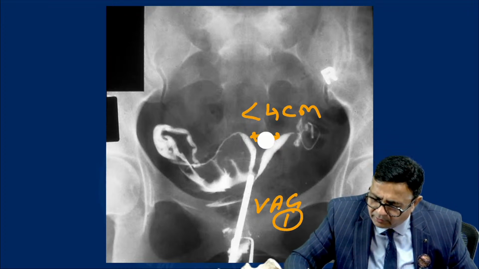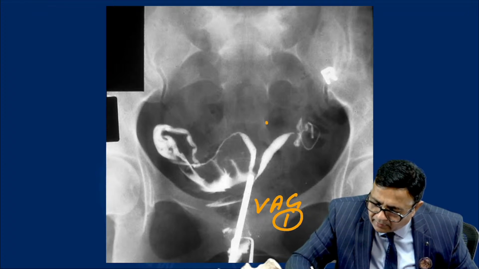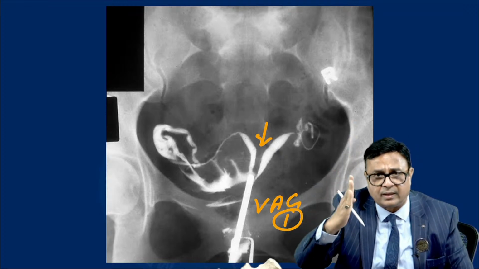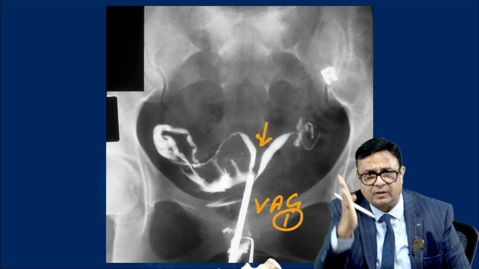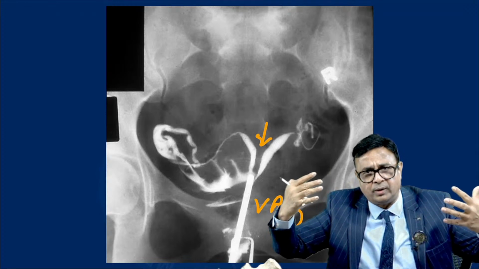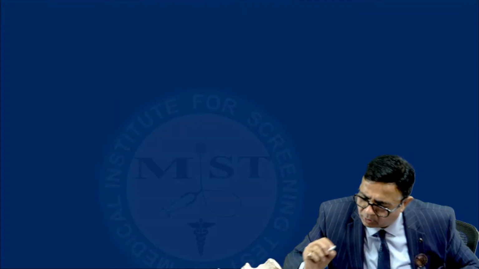Why do you see this filling defect in the center? Why is the radio-opaque dye not entering this place? Because of a septum in the uterus here. This is why we see a filling defect. So this is how we can clearly differentiate between a bicornuate uterus and a septate uterus. Let me show you a unicornuate uterus also.